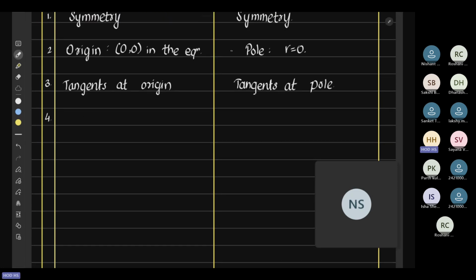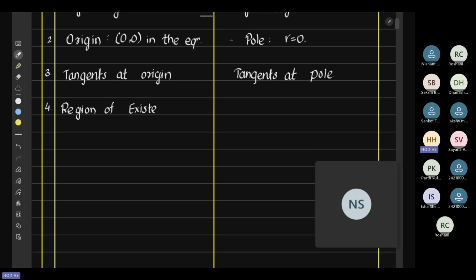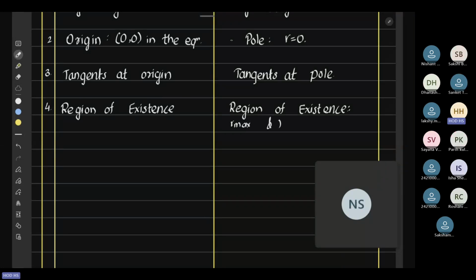Later, we discussed existence, or region of existence. We discarded some regions in which the curve will not lie. Here also we discuss the same thing, region of existence. But since our curves were finite in this case, we were able to calculate R max and R min. They were the maximum and minimum radius circles in which our curve lies.